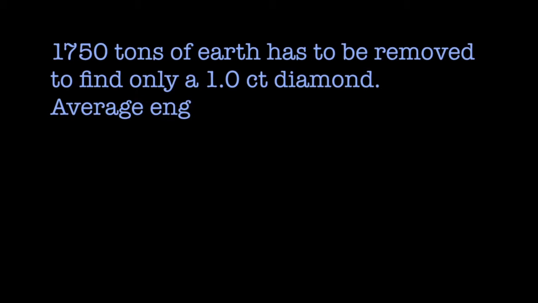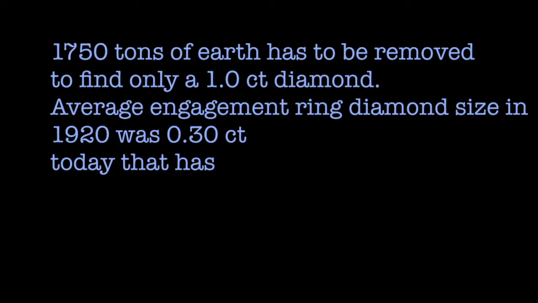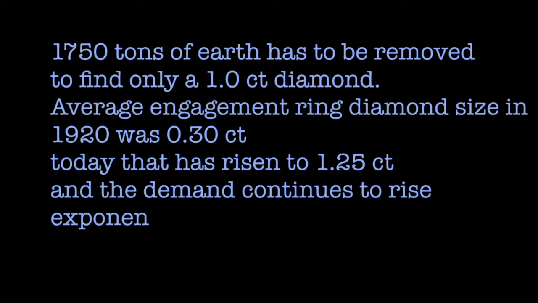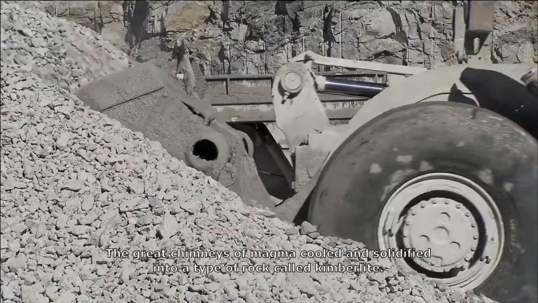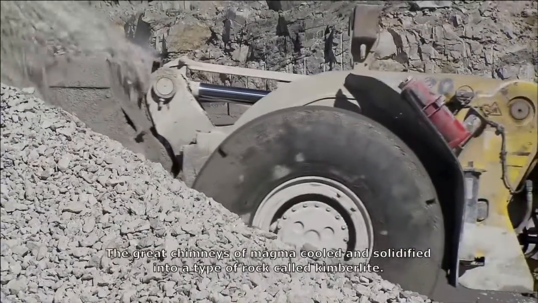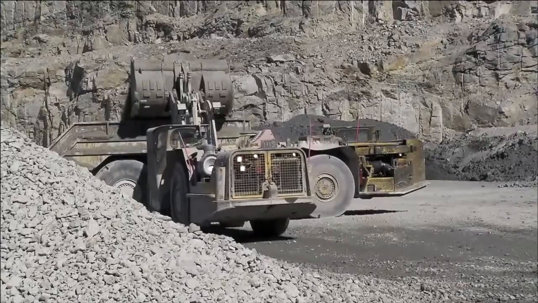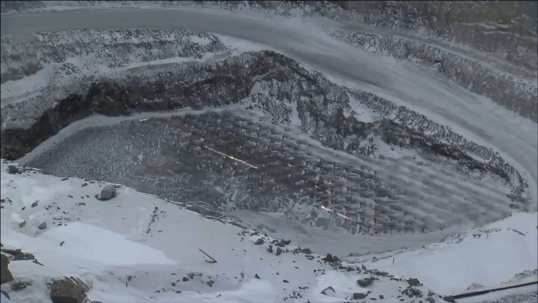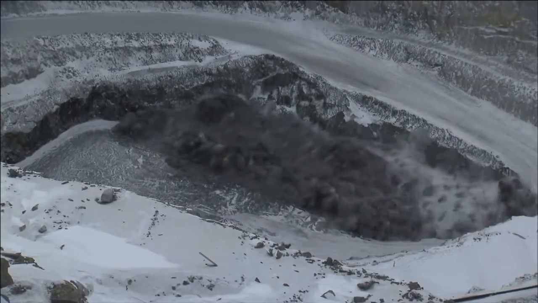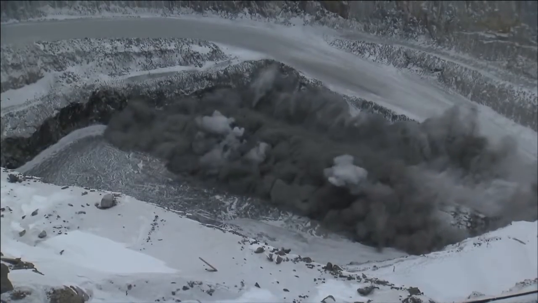1,750 tons of earth has to be removed to find only a 1-carat diamond. Average engagement ring diamond size in 1920 was 0.3 carats, but today that has risen to 1.25 carats, and the demand continues to rise exponentially. Not to mention the 20 tons of mined waste produced to make 1 gold ring to hold a diamond. Gold is mixed with cyanide, a known toxic poison, to dissolve the gold or silver from the ore, making the land and waterways around the mining area poisoned.